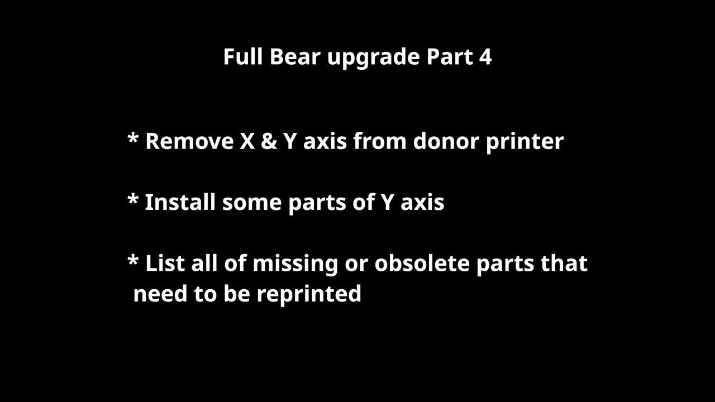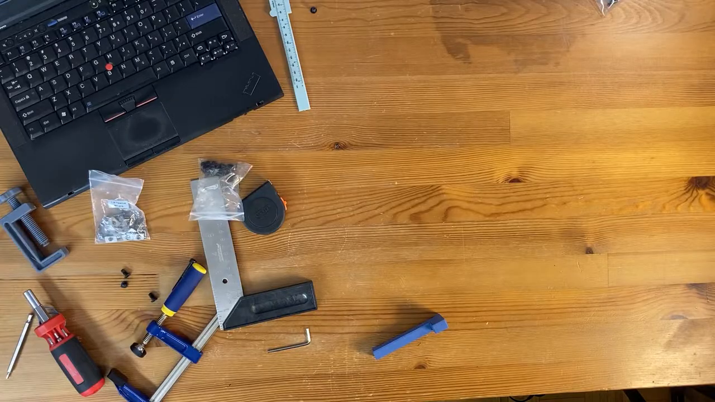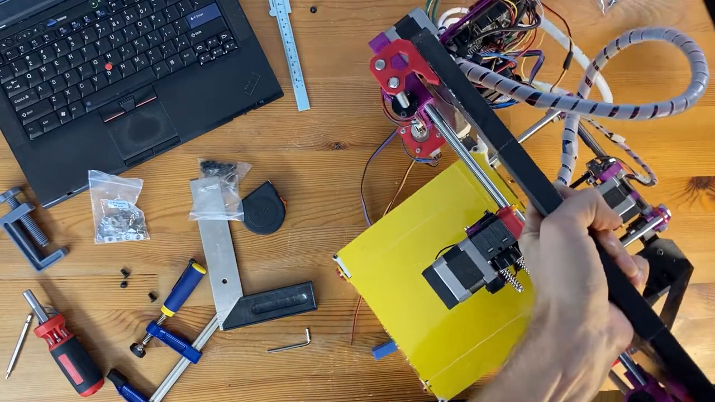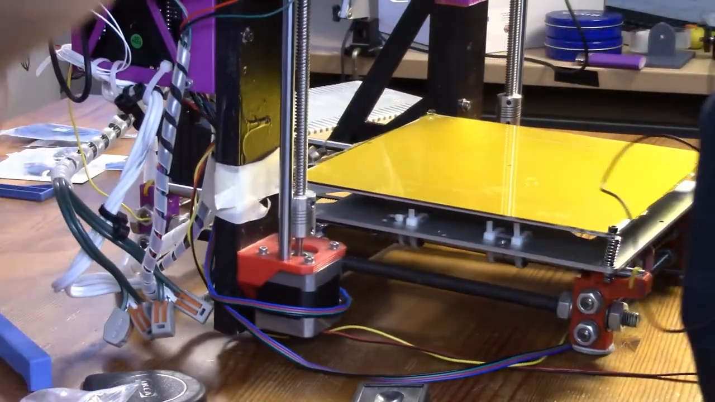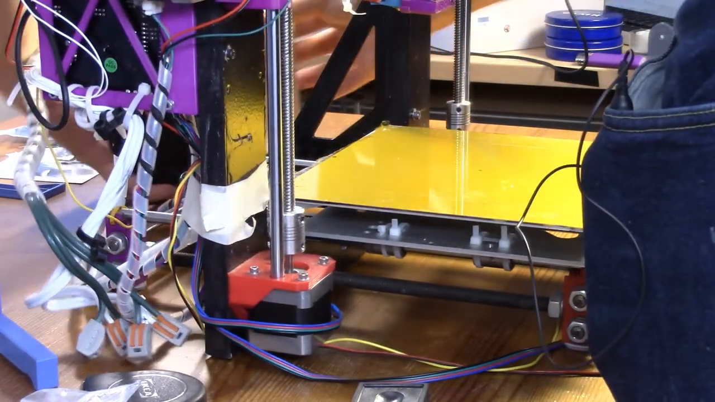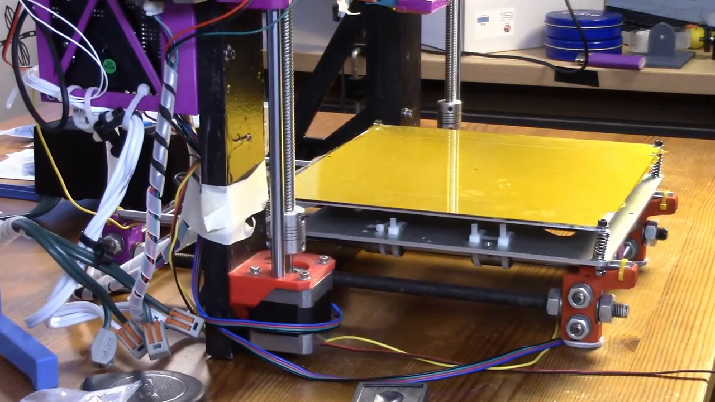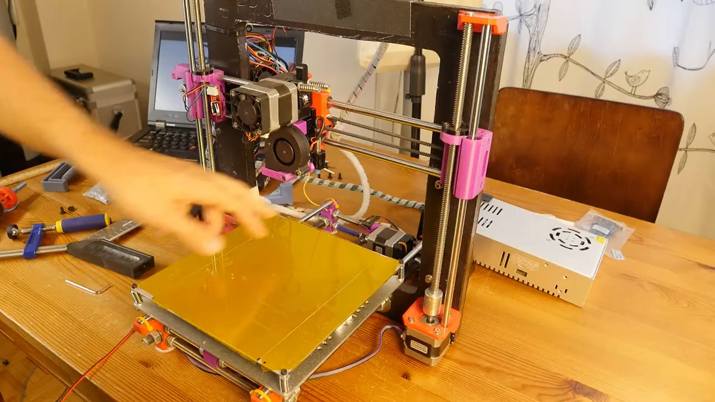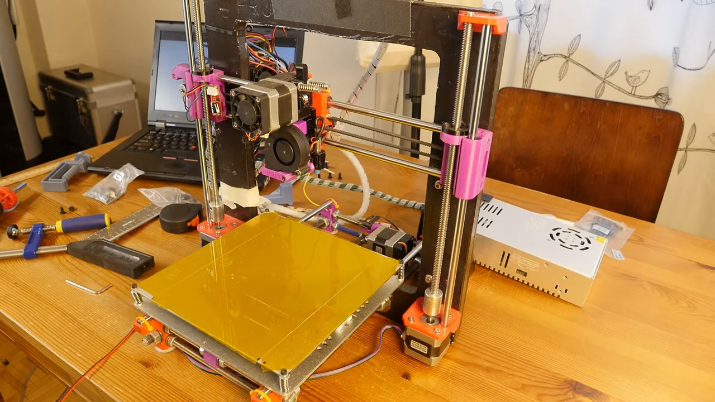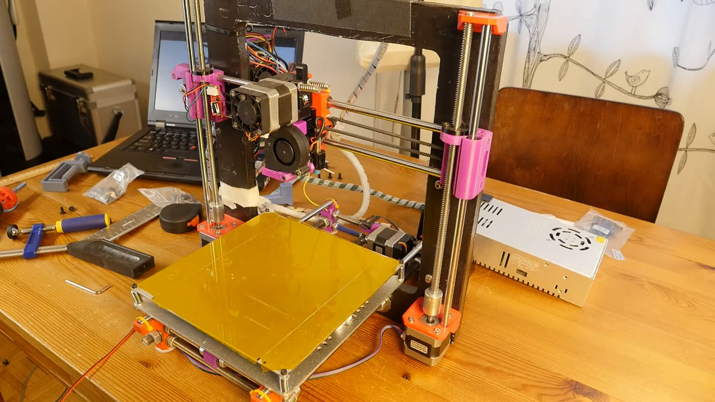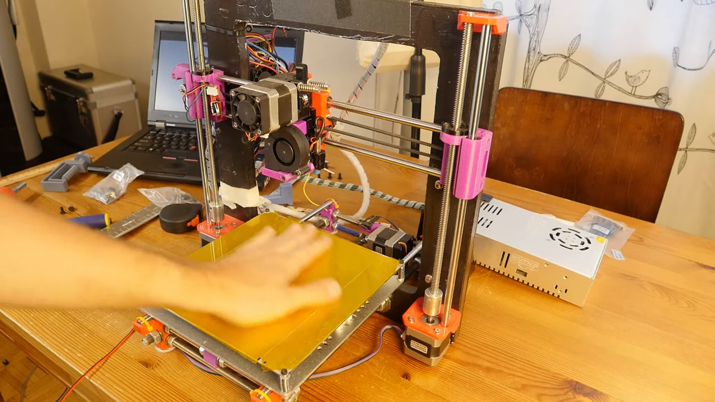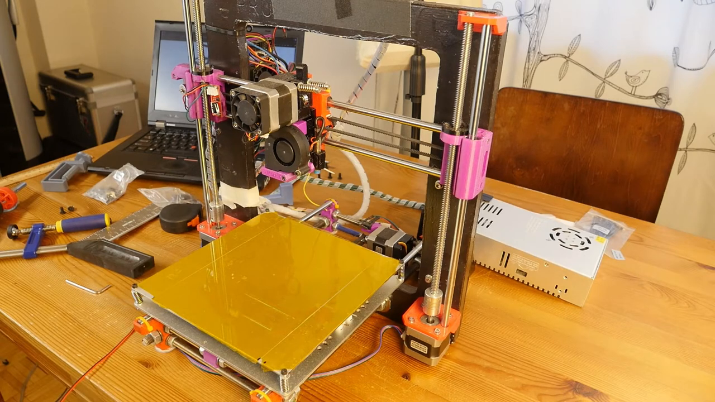Hello everyone. In this video I will remove X and Y axis from the donor printer, install some parts of Y axis, then list all of the parts that I still need to print. This is the printer with a very wobbly frame, and I am going to have to remove everything from it, or some of the things from it, before I can install them on the new frame.